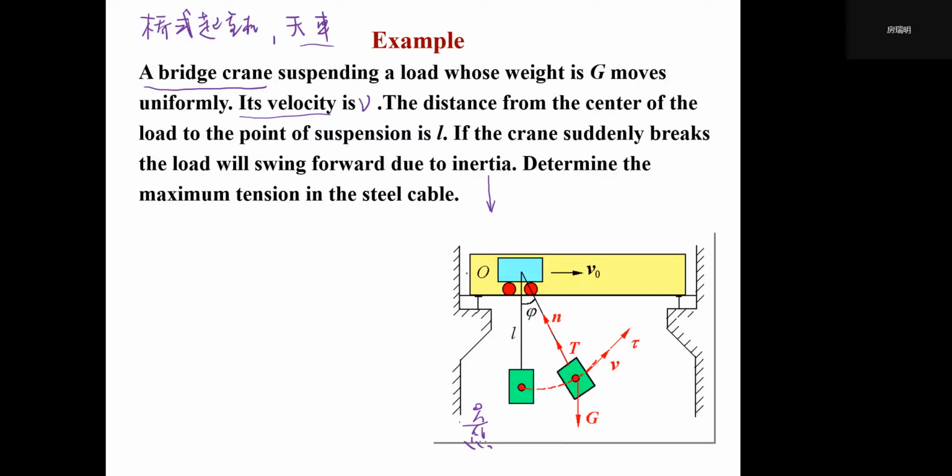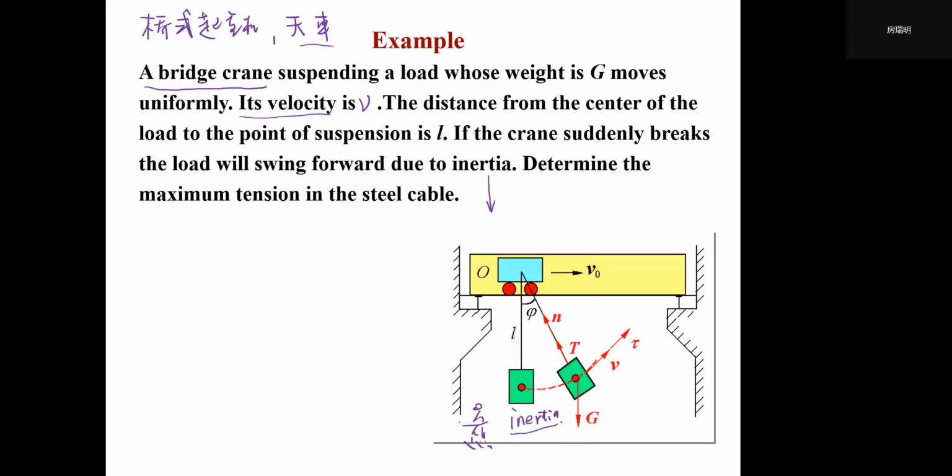So actually, at first, let's see this. This vehicle has uniform velocity. The distance from the center of the load to the point is L. If the crane suddenly stops, the load will swing forward. Why? We call that inertia.